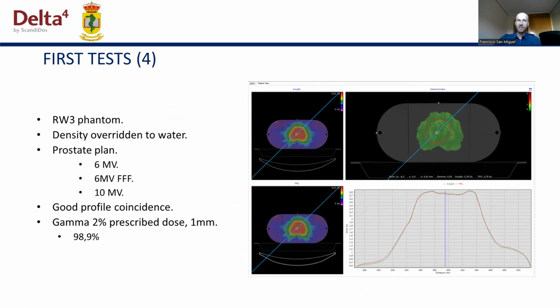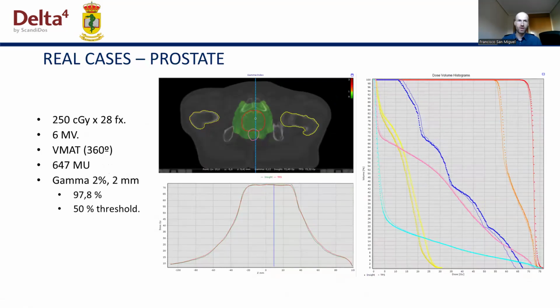With all these preliminary tests completed, we consider that we are ready to perform treatment calculations for real patients. So for the first real clinical case, a prostate treatment was selected, consisting of 70 gray delivered in 28 fractions. The plan was created using 6MV with a 360-degree VMAT arc for a total of 647 monitor units.